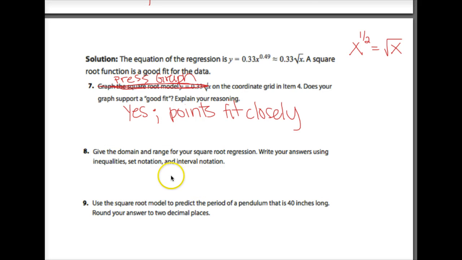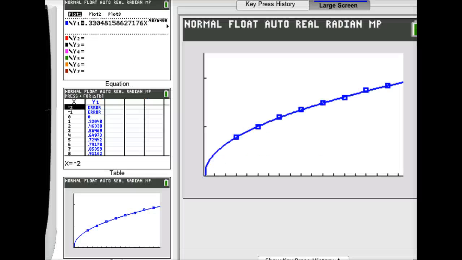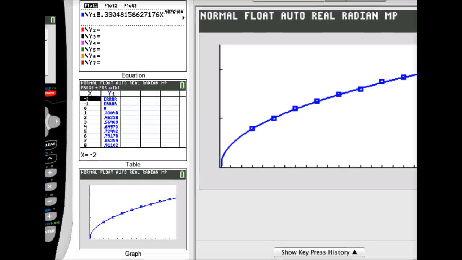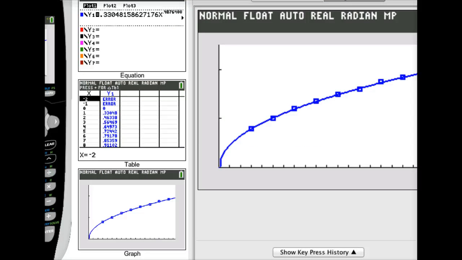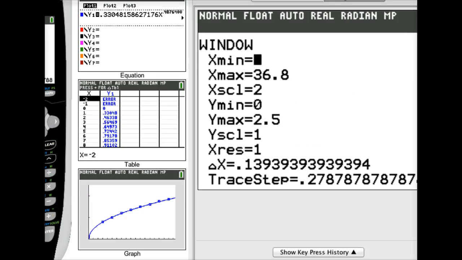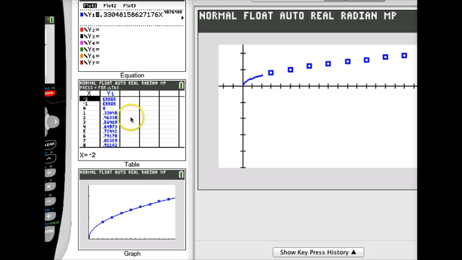Number 8 asks us to give the domain and range for our square root regression. Write your answers using inequalities. We don't do set notation and interval notation. So for the domain, when we look at our picture, and if you want to change your window so that you can see some of the negatives, just to make sure, we could change our window here, -5 as my min on both axes, and that should take care of it.